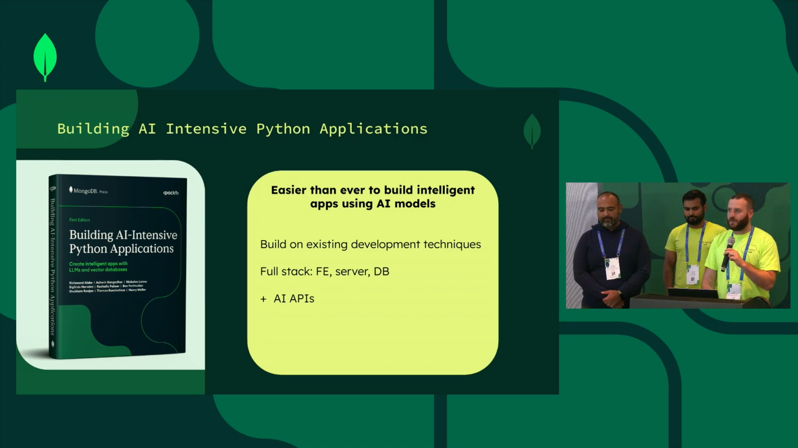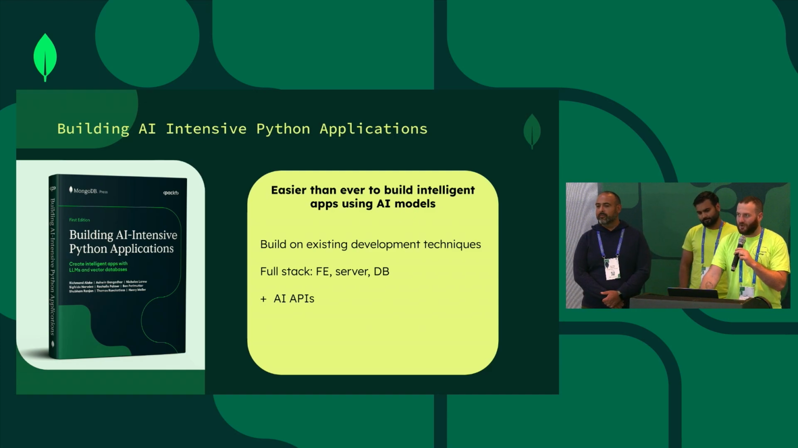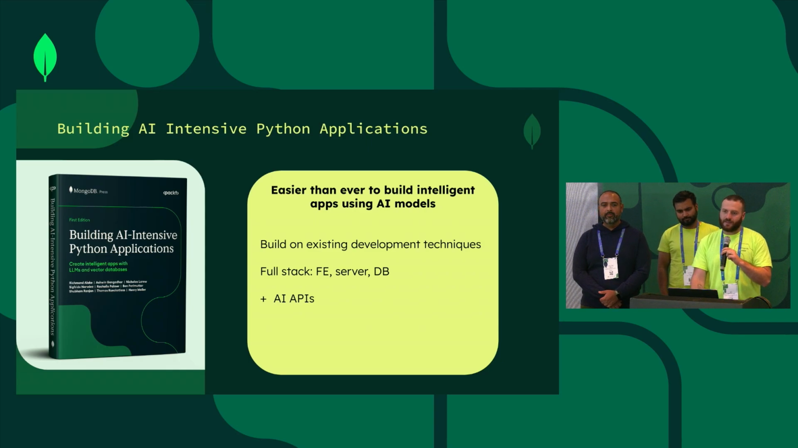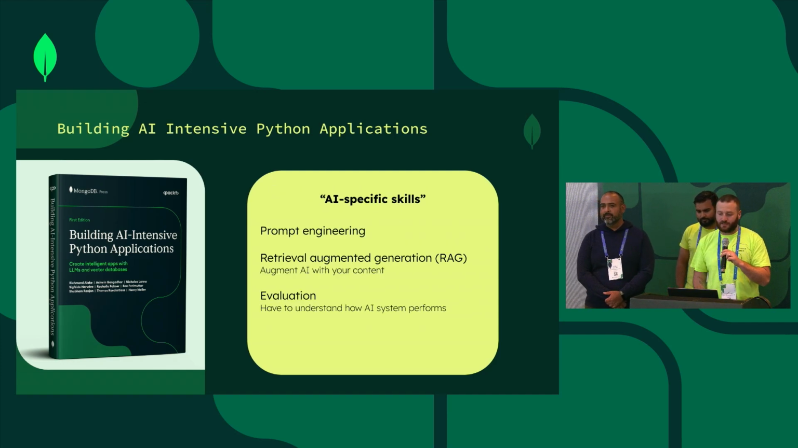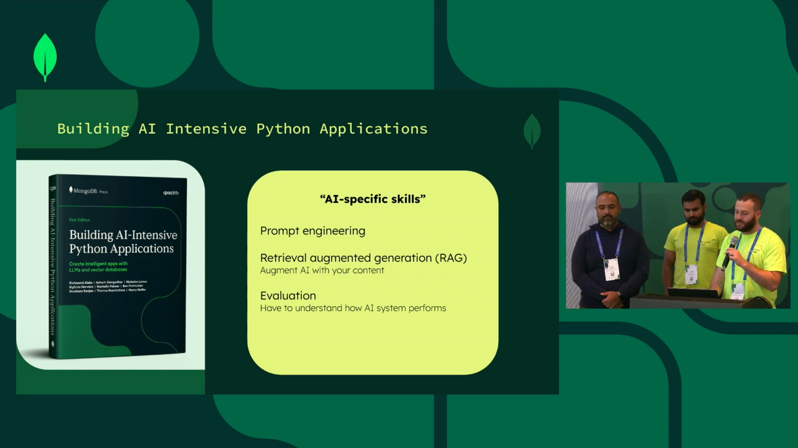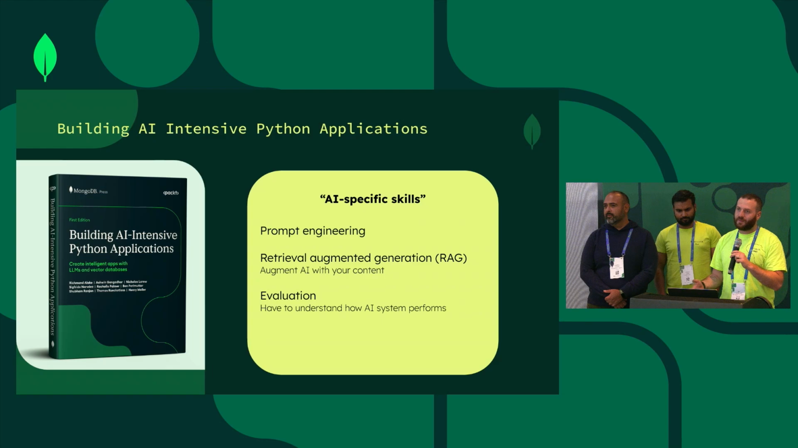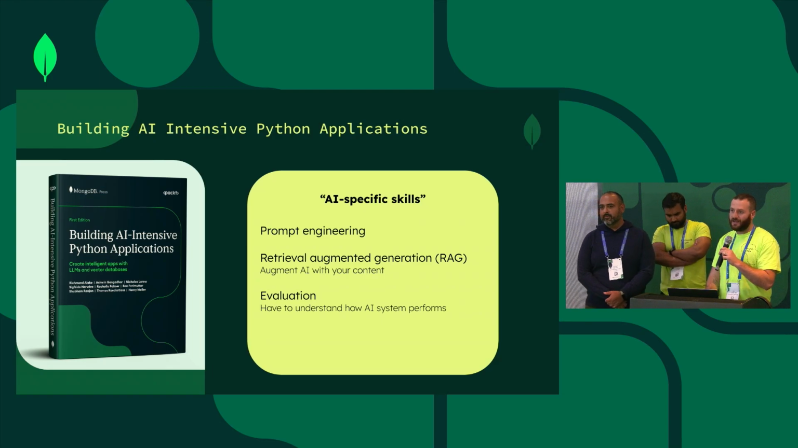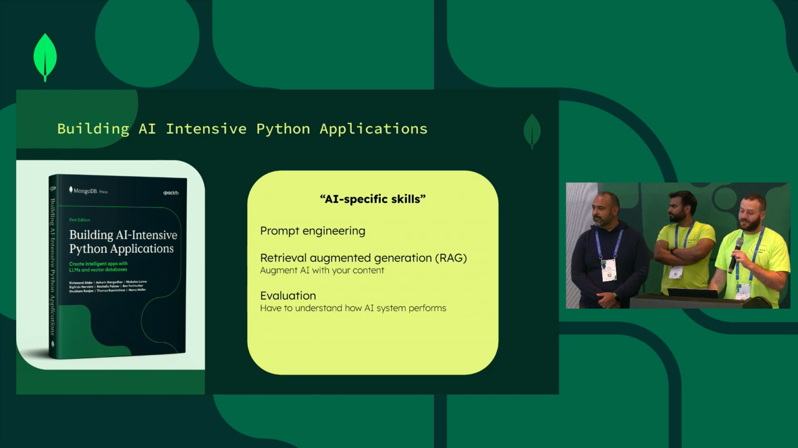Things like building front ends with frameworks like React and JavaScript, server frameworks like FastAPI, which Shubham will talk about in a bit, and databases like, of course, MongoDB. Then layered on top of this full stack technology, we have our AI APIs. Together, we can use these to do things like prompt engineering, or directing large language models to produce outputs the way that you expect, and retrieval augmented generation, often called RAG, where you augment the output of these AI models with retrieved content using tools like MongoDB's Atlas Vector Search.